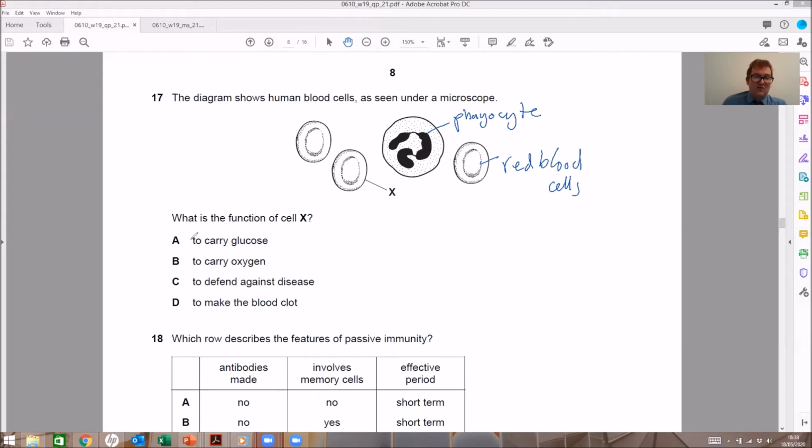Okay, let's just go through the options here. To carry glucose, well, if we remember, plasma is how glucose is transported. It's dissolved in the plasma and transported around the blood in the circulatory system in plasma. To carry oxygen, yes, that is the correct answer. We mentioned that earlier. To defend against disease, well, that is to the white blood cells, so that's the lymphocytes and the phagocytes. This picture's a phagocyte. And to make the blood clot, well, no, this is the function of the platelets, and the platelets are also cell fragments that are transported in the blood as well.